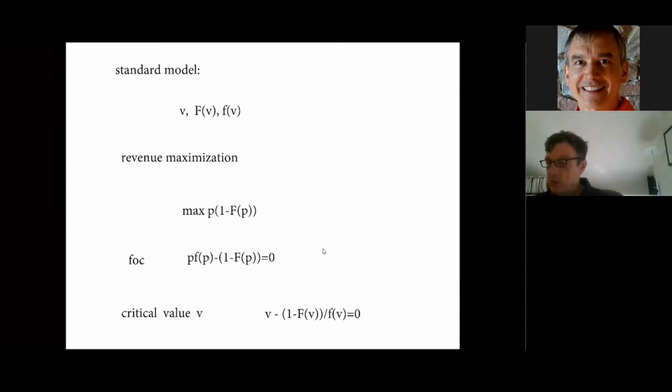And so this is the last equation that I have on the slide. I have simply rewritten it a little bit, namely I have taken the first order condition and divided by the density. What I get is an expression that has the value V first, and then has what is referred to as the inverse hazard ratio, namely 1 minus the cumulative probability, 1 minus F of V, divided by the density. It's the inverse hazard rate. The regular hazard rate is simply the density divided by 1 minus capital F of V.